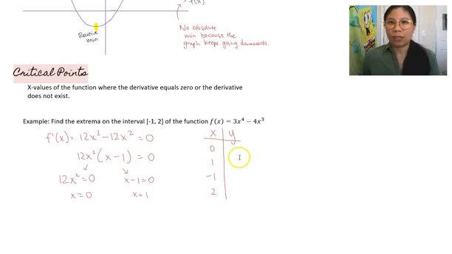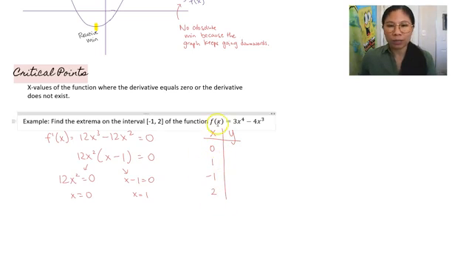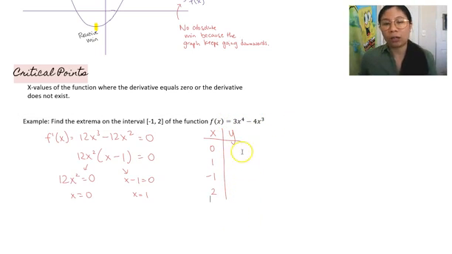We want to figure out the highest and lowest y value for minimums and maximums. So we're going to plug all our points, our critical points and our endpoints, into our original function, to find our y values. And then we would just look at all our y values, see which one's the highest, which one's the lowest, and that'll tell us our min and our max.